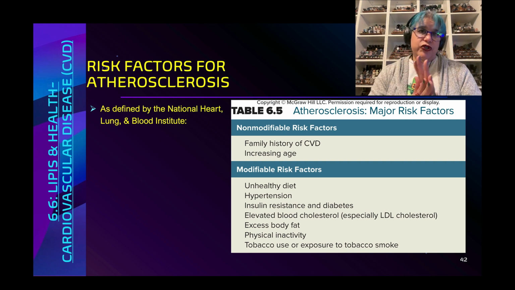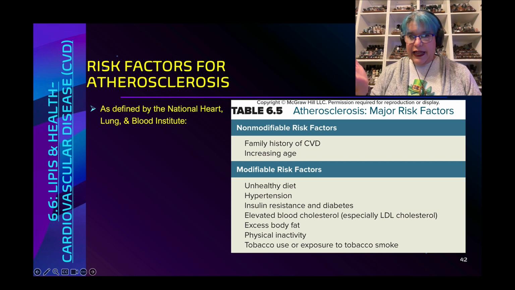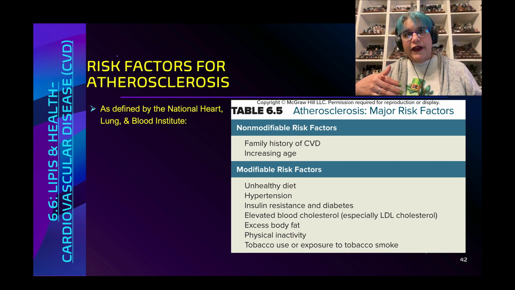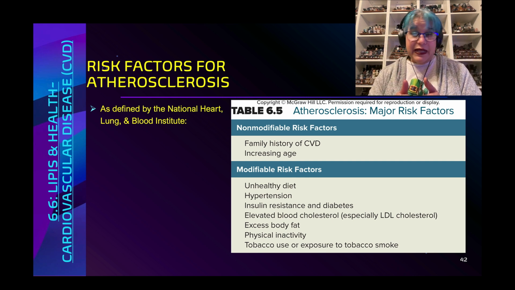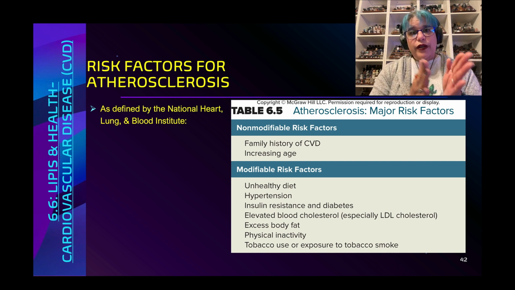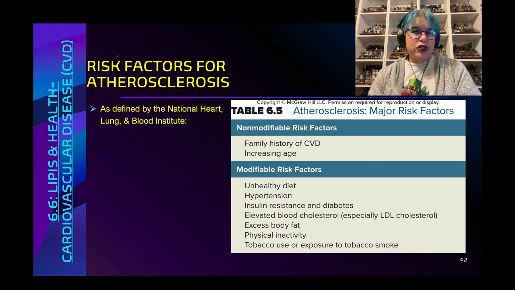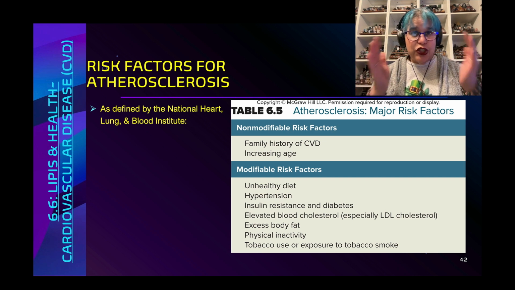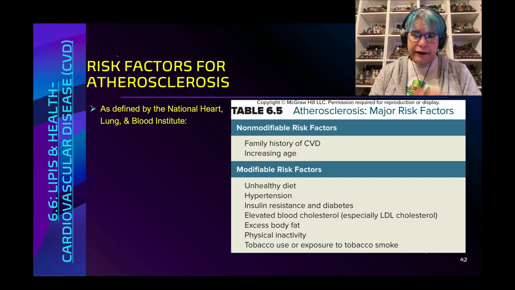So, the risk factors associated with atherosclerosis, as defined by the National Heart, Lung, and Blood Institute. Things that are non-modifiable. I can't do anything about this. If I have a family history of cardiovascular disease, it might be in my genetics, and because it's in my genetics, I can do all the right things, but I might still get it. In addition to that, as you get older, the chances of atherosclerosis go up. Again, it's not something you can change. You're gonna age.